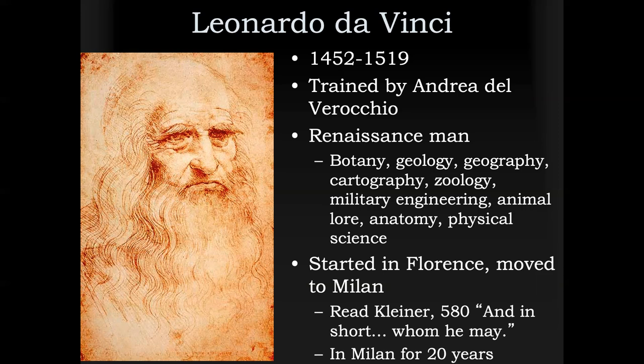So he was interested in a lot of things: botany, geology, geography, cartography, zoology, military engineering, animal lore, anatomy, and physical science. Some of his studies of motion in the natural world and of anatomy were extremely influential and far ahead of their time. And in some ways, even though he's an extremely influential artist, it was a pretty small bit of what he was doing with his life. So he started in Florence, and that's where all of this stuff is starting in general. And then he eventually moves to Milan, and he didn't really look at himself as an artist first.